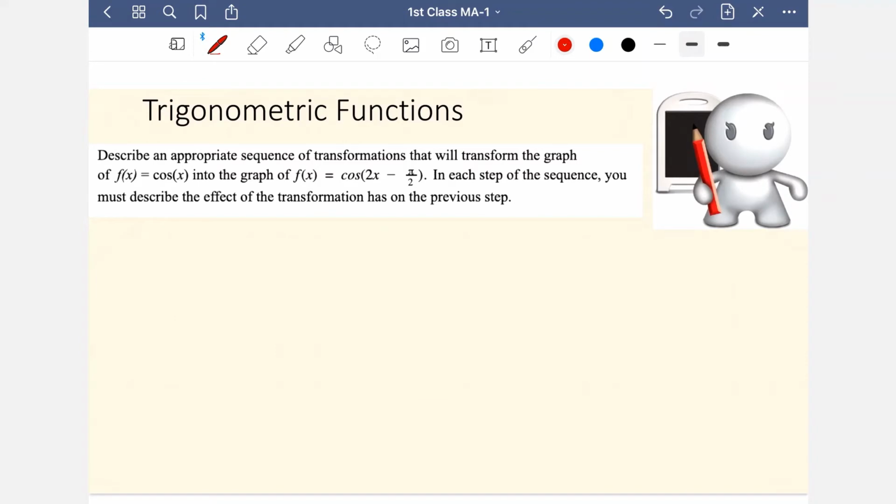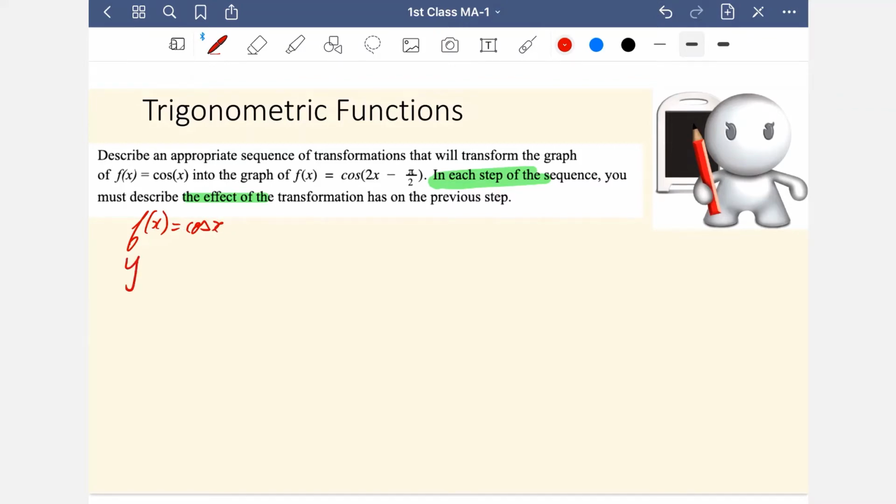So, describe an appropriate sequence of transformations that will transform the graph of f of x equals cos of x into the graph of f of x equals cos of 2x minus pi on 2. In each step, you must describe the effect. So let's start, guys. I've got f of x equals cos of x. That's what I've been given.